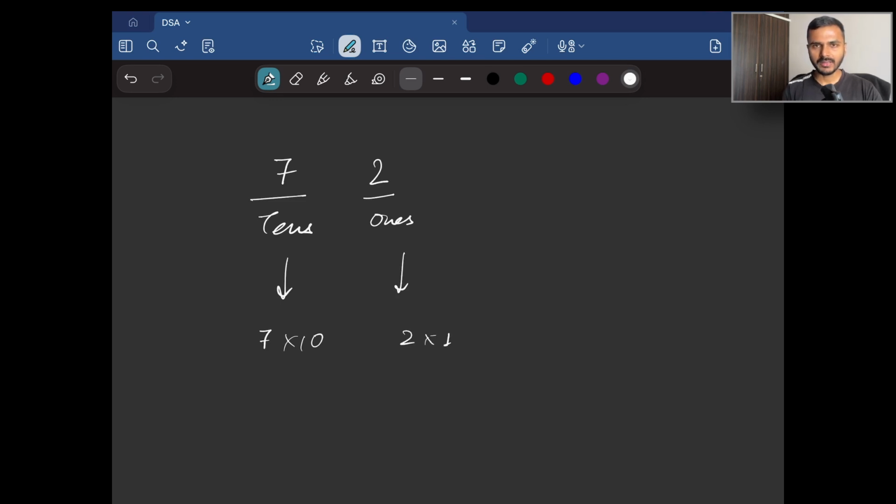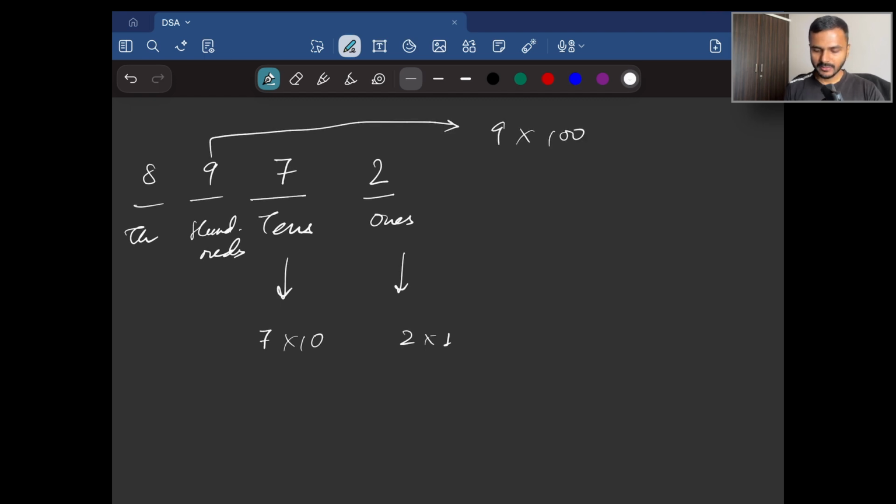If this number was, let's say, 8972 instead of just 72, the 9 would have been in the hundreds place and 8 would have been in the thousands place, right? And if we were to find the value of 9, we would have done this 9 multiplied with 100. So if you see, whatever is at ones place is multiplied with 1, whatever is at tens place is multiplied with 10, whatever is at hundreds place is multiplied with 100, and so on. So can we say that this 1 is 10 to the power 0?